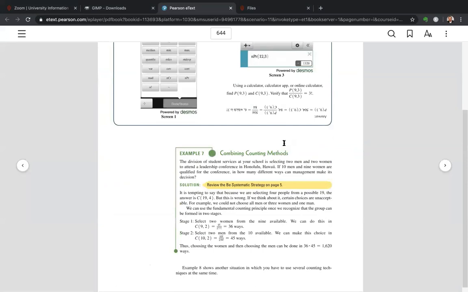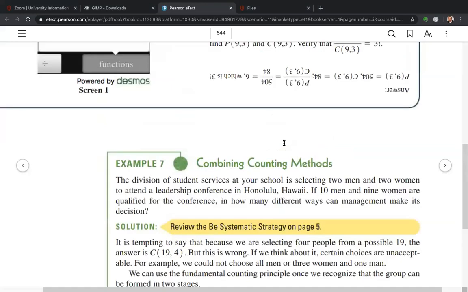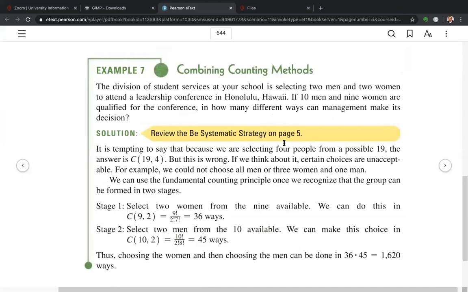So let's go ahead and take a look. Okay, so this is a nice problem. Let's try and give it a little context. The Division of Student Services at your school is selecting 2 men and 2 women to attend a leadership conference in Honolulu, Hawaii. Okay, so let's apply this to IUN, make it a little more personal. So we have student services, Beth Tyler is the Dean of Students, and she's over all of the student affairs and so forth. So let's say that she is getting ready to send 4 people from our campus, okay? 4 people, 2 men and 2 women, to attend a leadership conference in Hawaii.